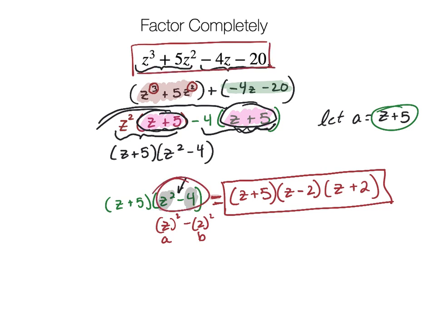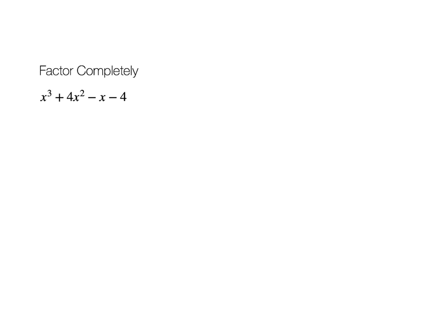It won't always be the case that that thing you're left with, z squared minus 4, is a difference of squares. That won't always happen. Sometimes you'll be done as soon as you do that GCF with the binomial z plus 5. We've got a couple more examples here. Let's take a look at this 4-term one.